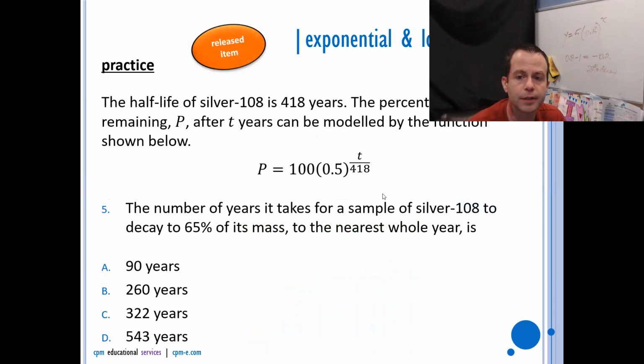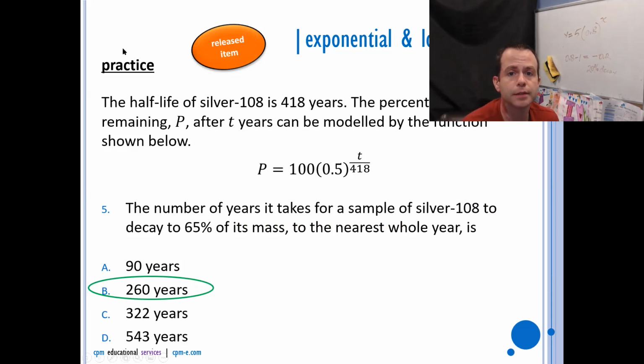The number of years it will take for a sample to decay to 65% of its mass. So again, you're asking yourself, was I just given T or was I just given P? And I was actually given P, okay? That's the percentage remaining. So I'm actually being asked to plug 65 in for P here and solve for T, okay? Now, I just did that on a graphing calculator.